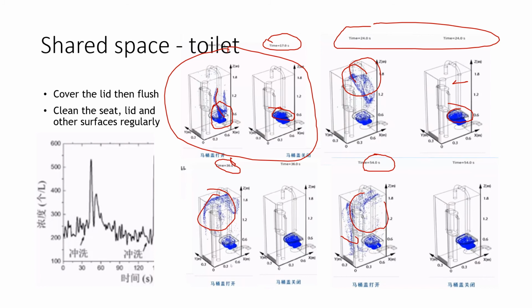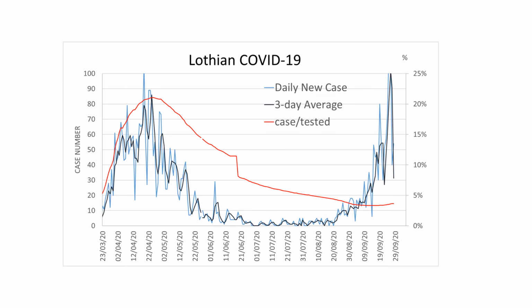Obviously, if you are a patient, then no problem. But those deposited on surfaces, and then another person coming in to use this toilet, can be a risk. So therefore, again, it's not normal social etiquette, but it is essential to protect others, right? Protect others. I have been following the daily case statistics in the Lothian area for a long time.